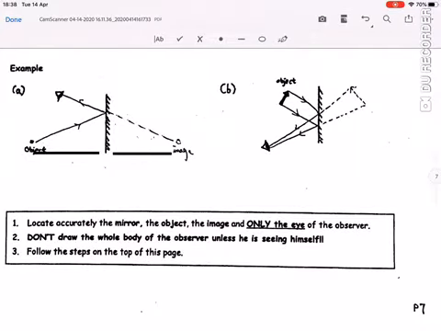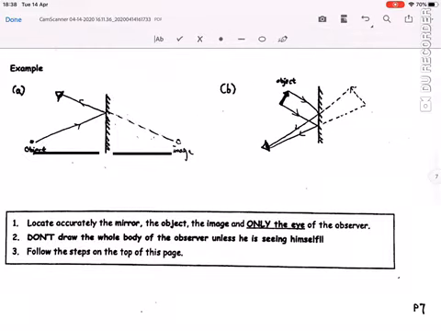You see the dotted line going from the object to the person's eye. We start with the dotted line all the way, stop at the mirror, and then from the mirror we draw a solid line going to the eye. Make sure you see the arrow. The arrow only exists on the solid line. The dotted line is the virtual image. It does not exist.